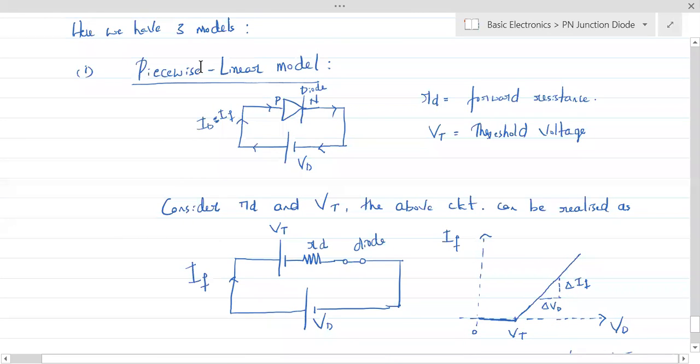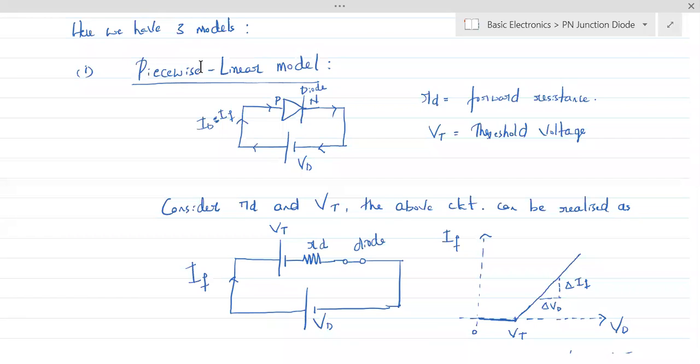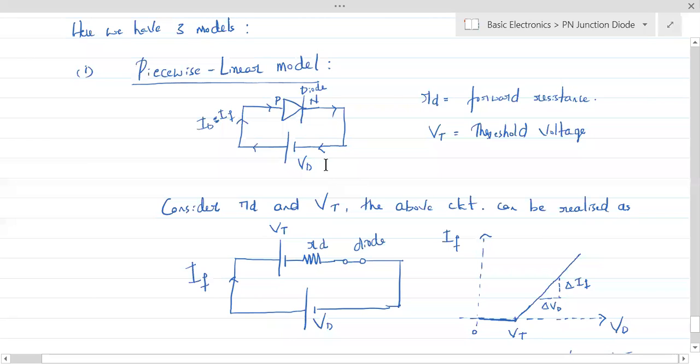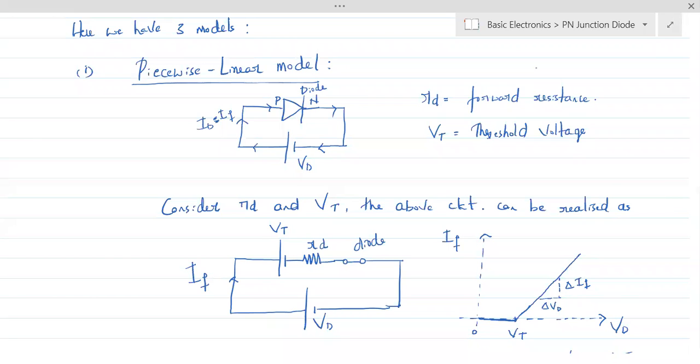There are two more such models. One is called the approximate model, the other one is called the ideal model. Let's see those two models in the coming class. As of now, let's just understand what the piecewise linear model is. In the piecewise linear model, we consider the diode forward resistance as well as the diode threshold voltage, which is the voltage that needs to be attained for the flow of current when it is forward biased.